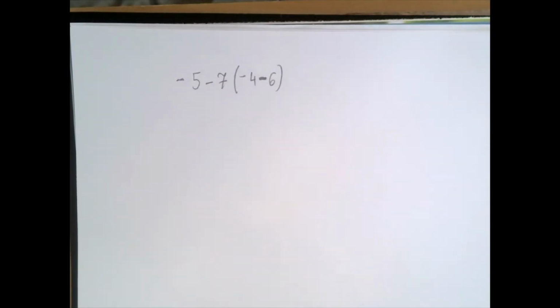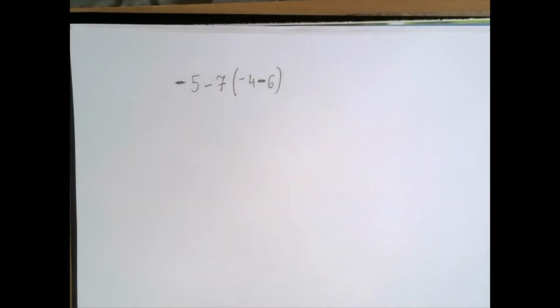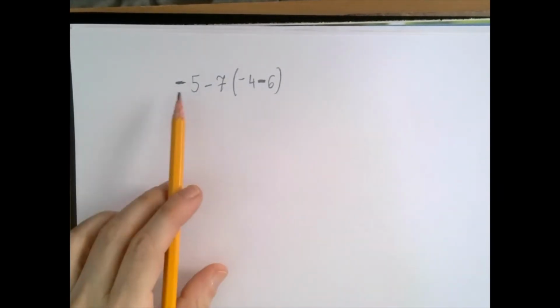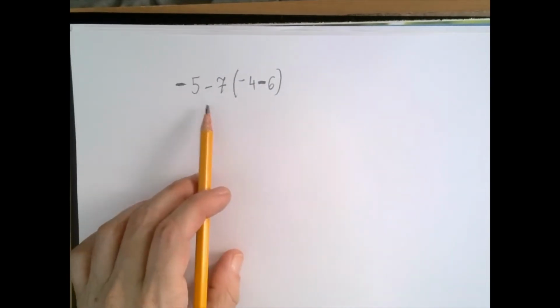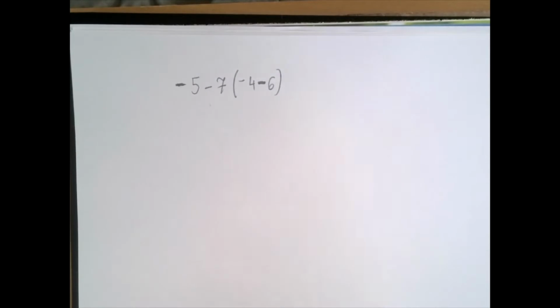So we have an order of operations problem. Every time you see a negative sign, if it could be a subtraction, then it is a subtraction. This one cannot be a subtraction because it's the first one. Subtract from what? This could be a subtraction, therefore it is a subtraction.